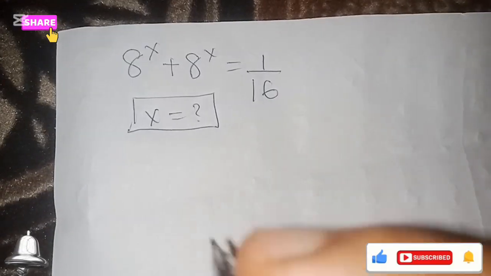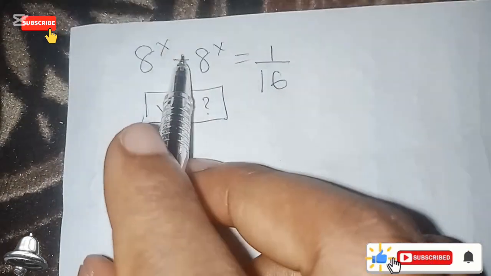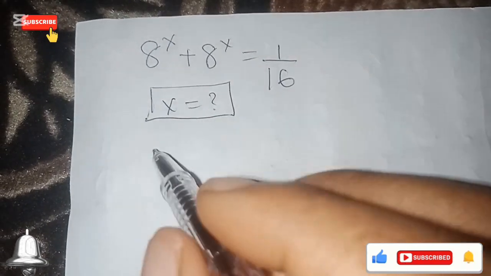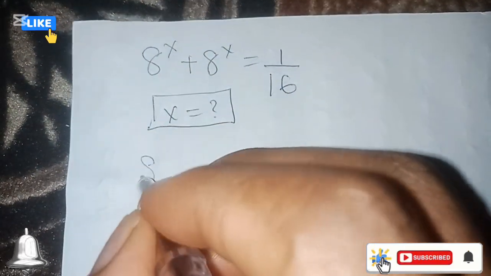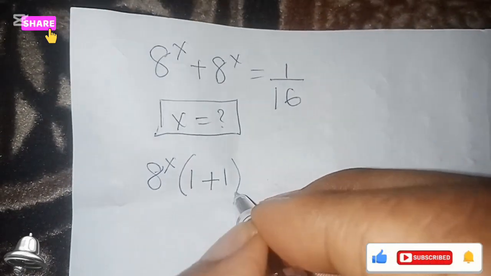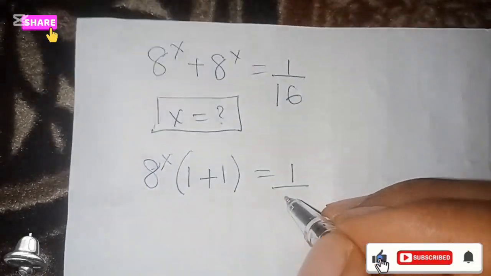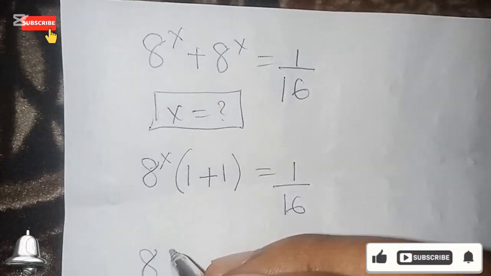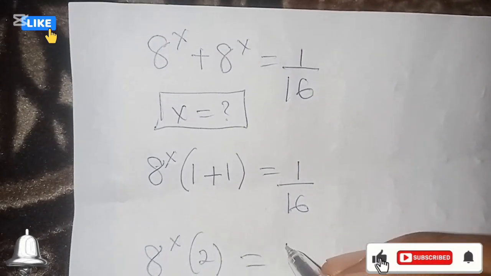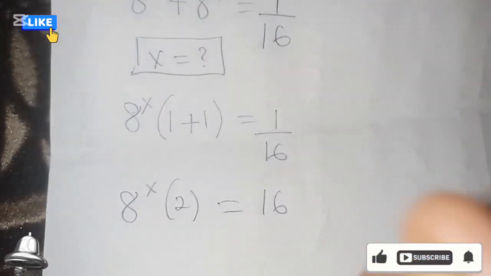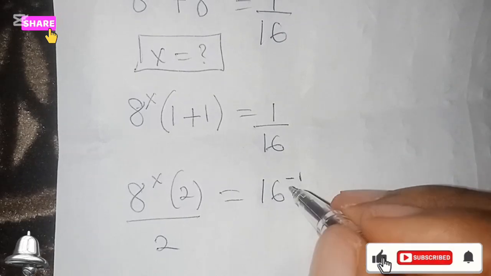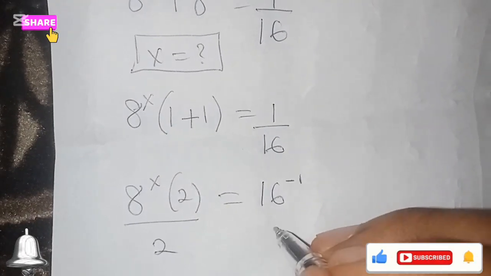Okay, so we have this question, 8 to the power of x plus 8 to the power of x equal to 1 over 16. Now let's crush this. First of all, like we've always done, we factor out what's common, and we have this. 8 to the power of x in bracket of 2 equals 1 over 16. Now we divide through by 2.